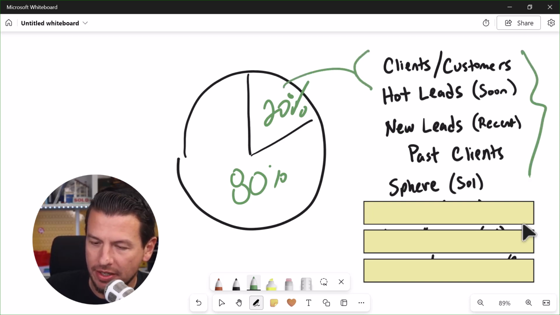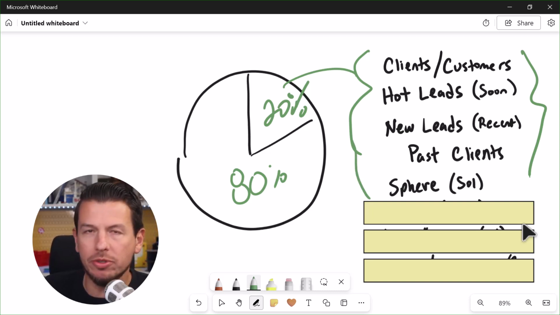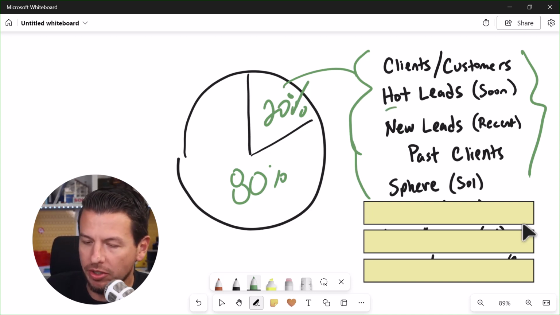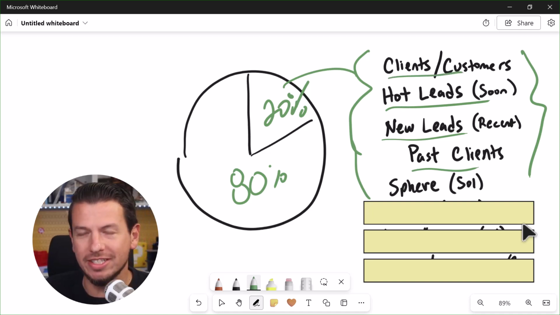All right. This is going to be it right here. This is where 80% of your business is going to come from. More likely, it's going to come from these people, right? It's going to be your hot leads, your serious buyers, the new leads that are coming in, obviously your customers, and obviously you want to be working your existing people too.